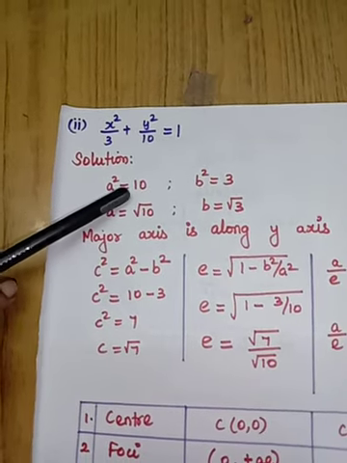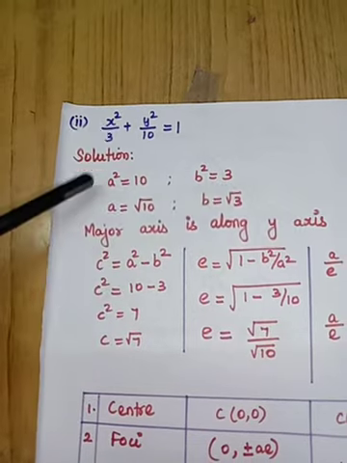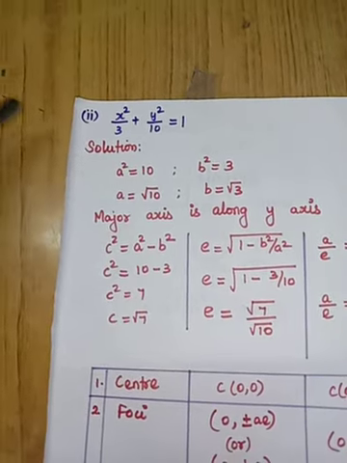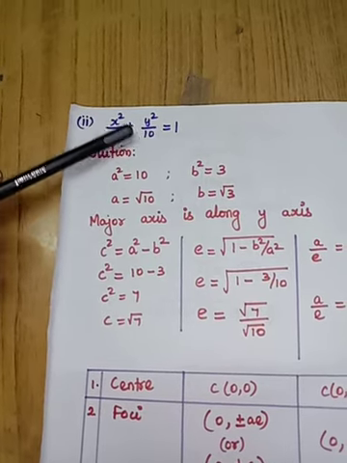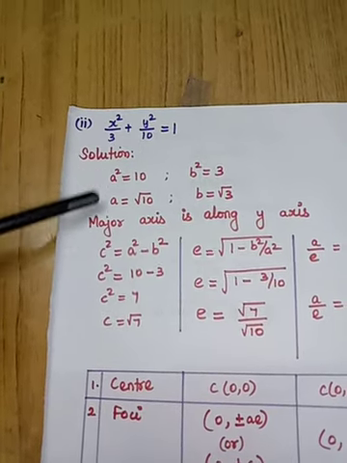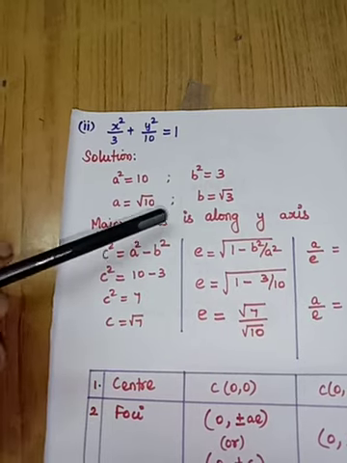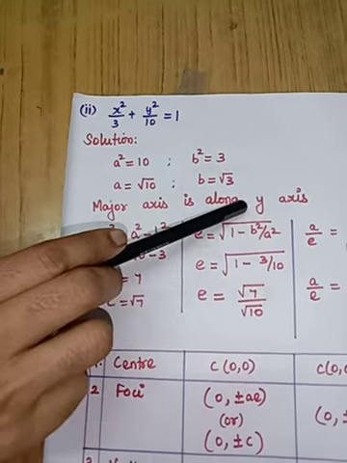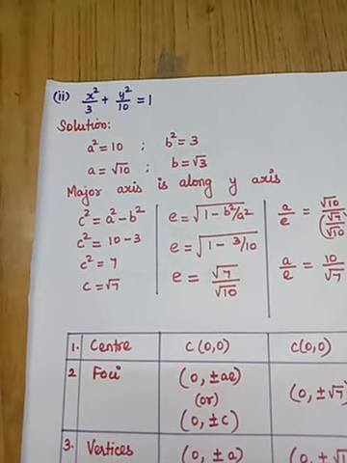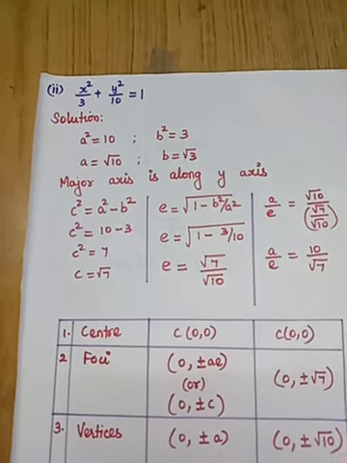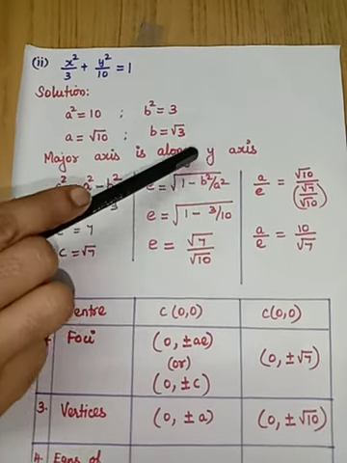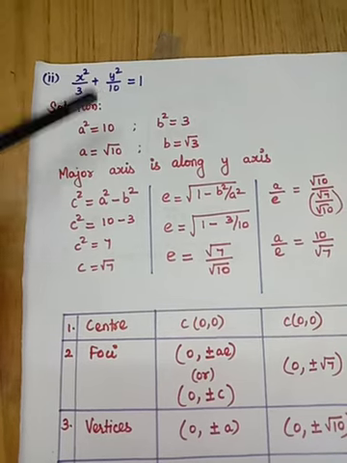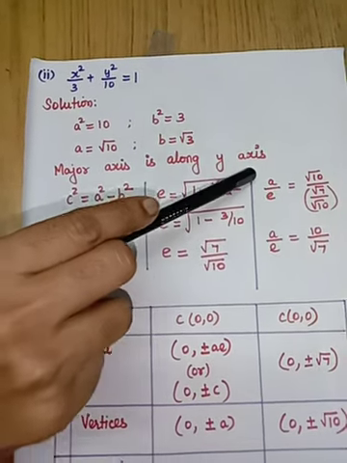So A squared is equal to 10. B squared is equal to 3. From this A is equal to root 10 and B is equal to root 3. Okay, so see the bigger number, it comes below y squared. So we have to conclude major axis is along y axis. That is very, very important because y axis means everything should be on the y axis, so whose x coordinate will become 0. So this is the very, very important result. So the bigger number comes below y squared. So the major axis is along y axis.